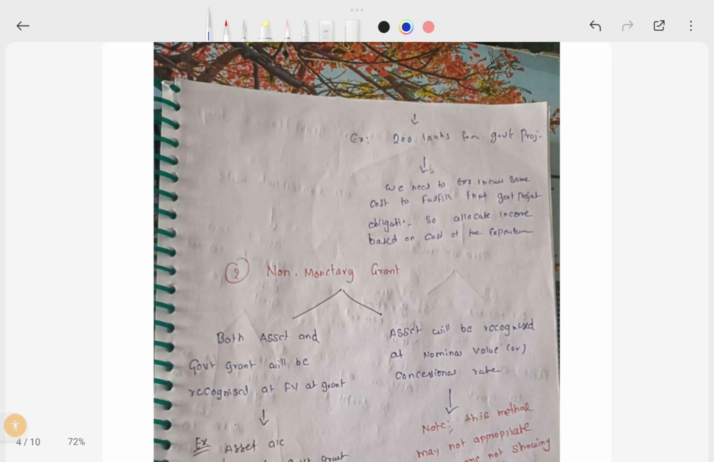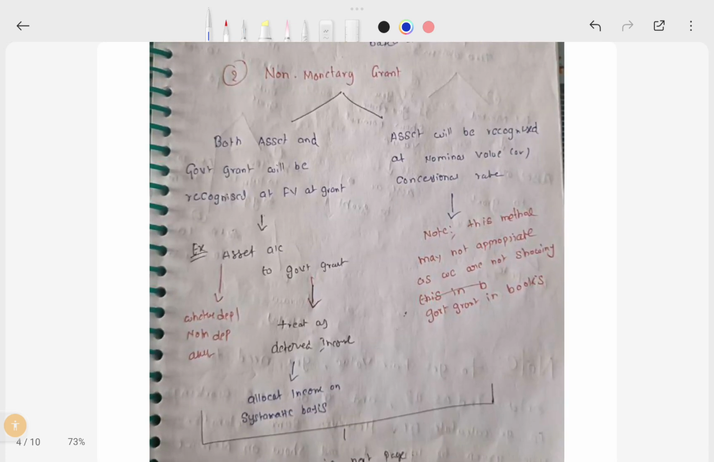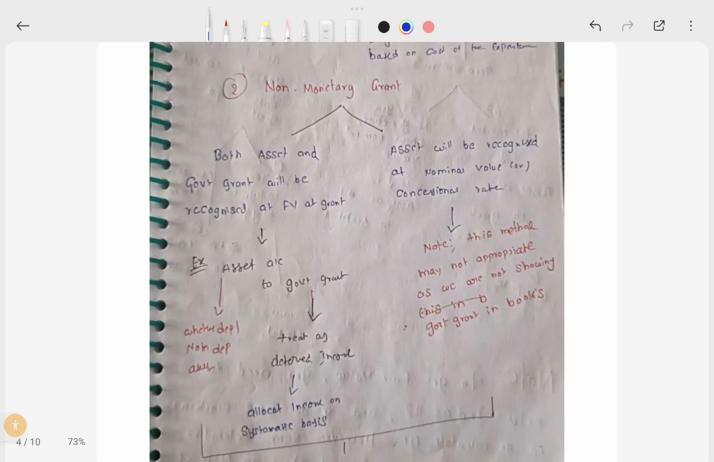Within 20 lakhs from the government, yeah. It is a non-monetary grant. Non-monetary grant means they give the grant to you, but there is no direct cash involvement. There might be indirect cash involvement. Say suppose, I will give an example. Both asset and government grant will be recognized at fair value.